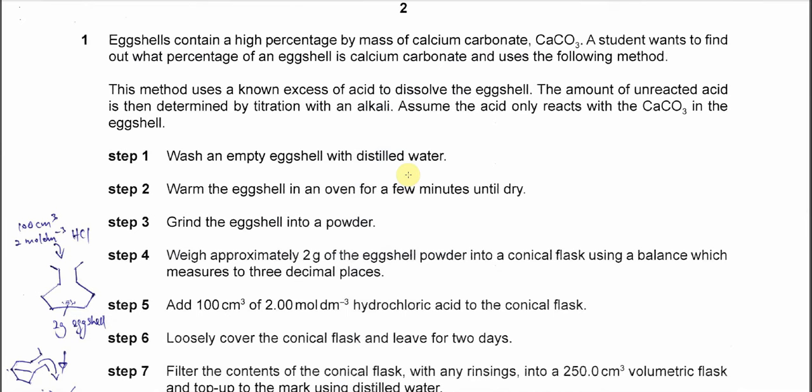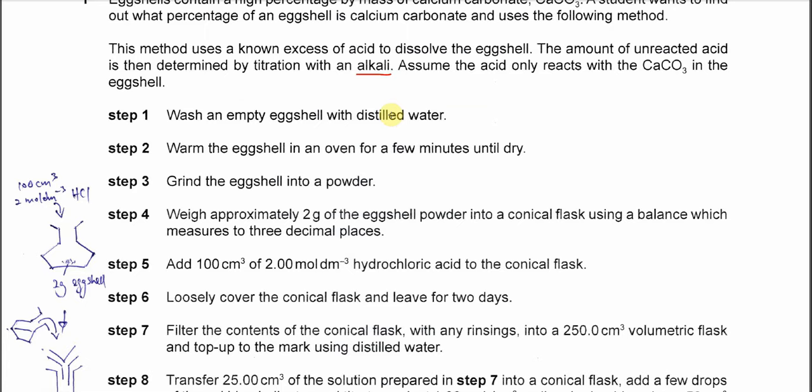This question is about the reaction between the calcium carbonate in the eggshells and the acid. After the reaction between the calcium carbonate and the acid, the remaining acid is titrated with the alkaline solution. After that, we will know how much acid remains after the reaction. Okay, so let's start this step.